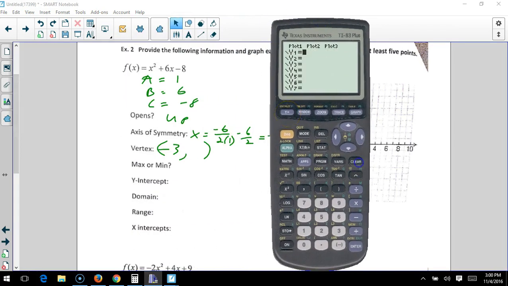Again, Y equals, clear, x squared plus 6x minus 8. Graph. So my vertex is off the chart. So I'm going to look at -3, and it's -17. And I'm going to use these points to put on my graph.